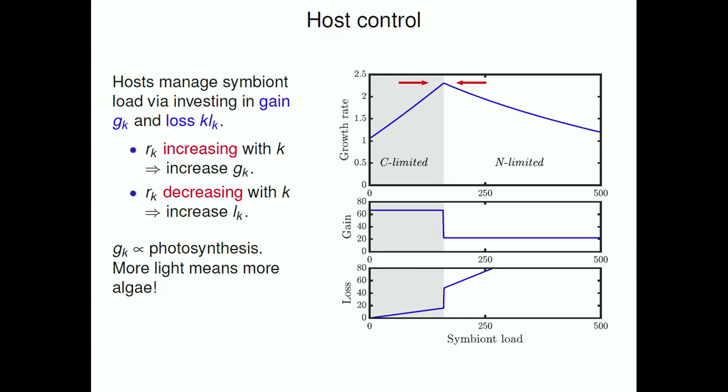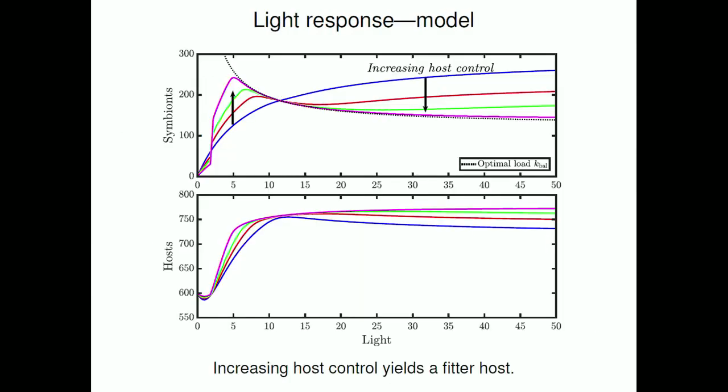What we put in is the ability for hosts to manage their symbiont load. So what they want to be is at this point k-bal, the point where nutrition is optimal. And that is where the growth rate is maximal. And so what we allow the host to do is to invest in gain of symbionts, if doing so will increase its growth rate, or loss, if it is that which will increase its growth rate. So if it's carbon limited, it wants to gain them. If it's nitrogen limited, it wants to lose them.